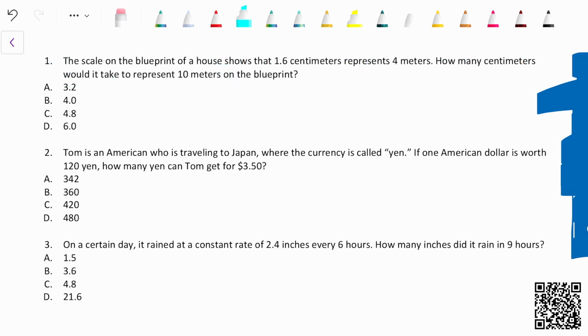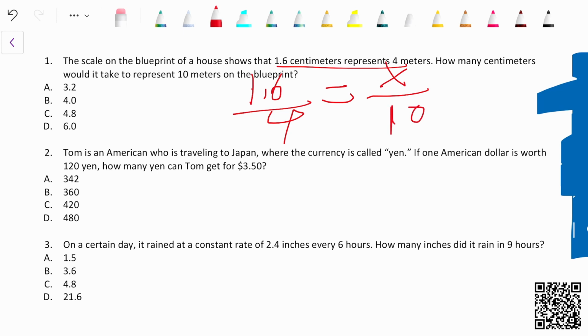So this one I'm just going to basically do a solving basic. So basically it's 1.6 over 4, because it's this part of the equation, would equal x, which is what we're solving for, over 10. So looking at this, we can still divide and we can make it easier for us. So let's look at 1.6 and 4.